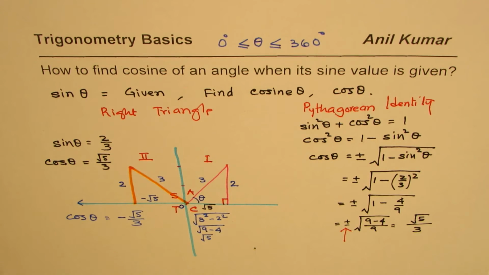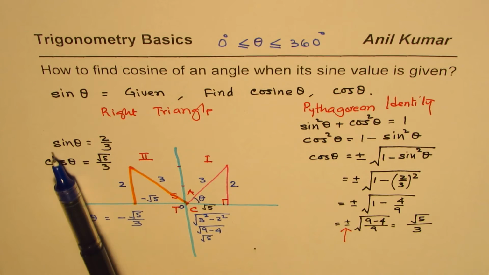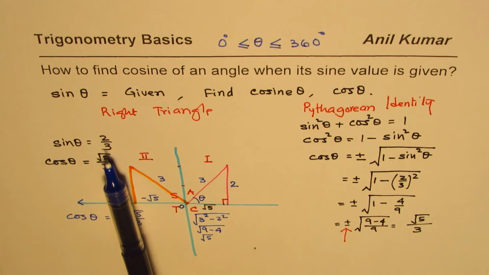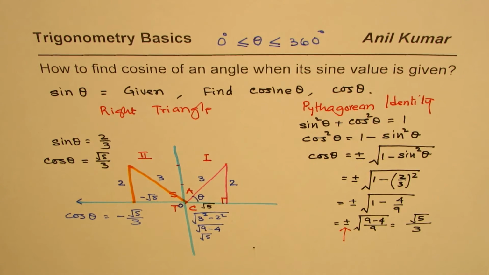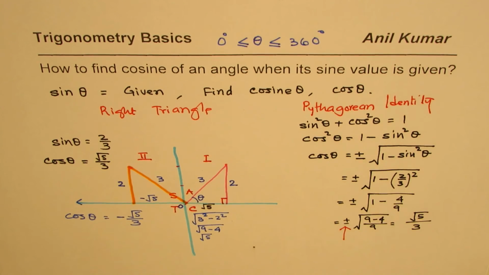I hope this helps you to understand the concept. Whenever we will be solving trigonometric equations, keep in mind that when sine value is given to us, we should consider all the quadrants where that value is possible and then answer the question, or we could use the Pythagorean identity to calculate the result algebraically. I'm Anil Kumar, and I hope this concept helps you to understand how to calculate the cosine of an angle when sine value is given to you.